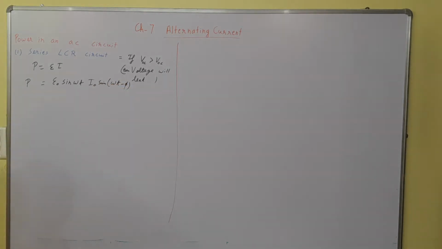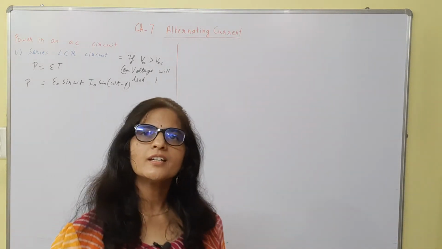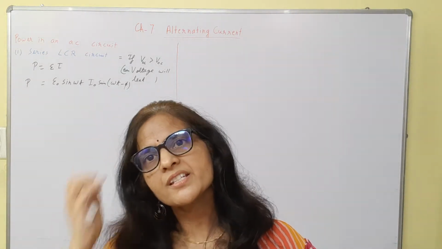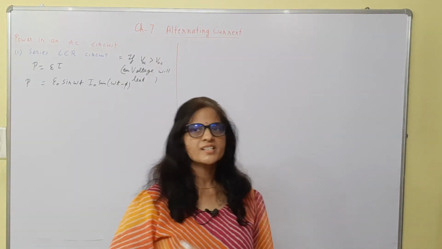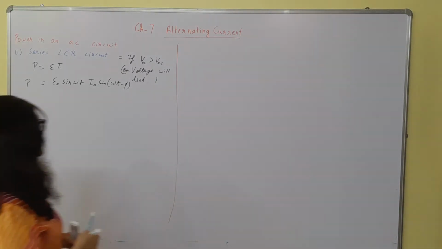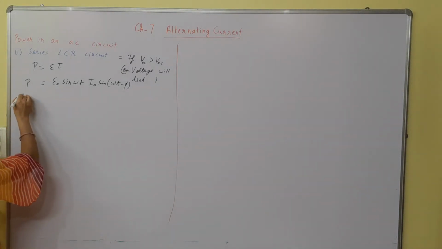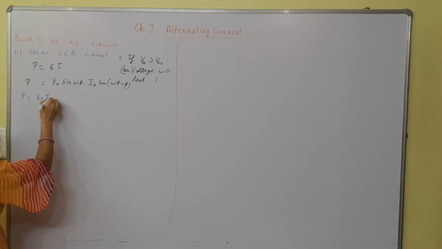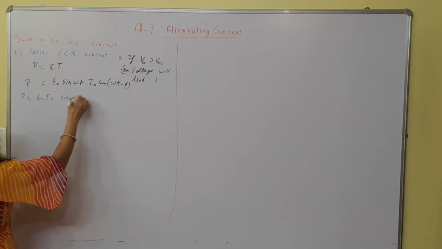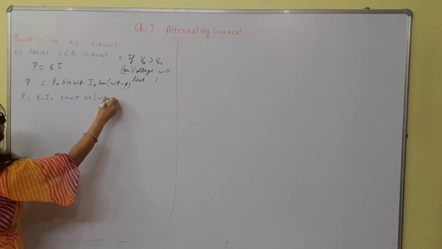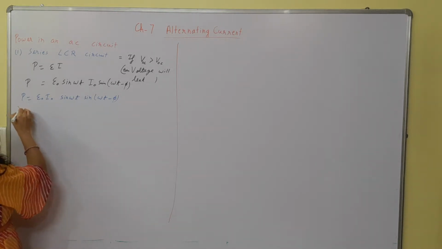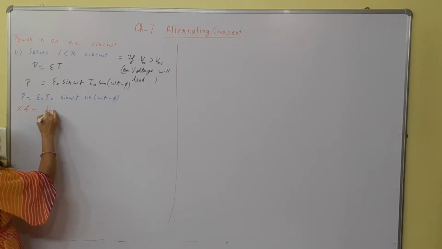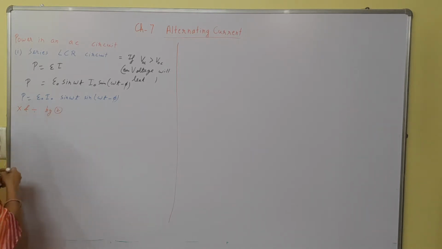We know that this is not a pure inductor, that's why the phase difference between current and voltage is not pi by 2. There will be a phase difference, but how much depends on the values of the voltages across the inductor and capacitor. So phi is the phase difference. We can write this, and multiply and divide it by 2. What will we get?